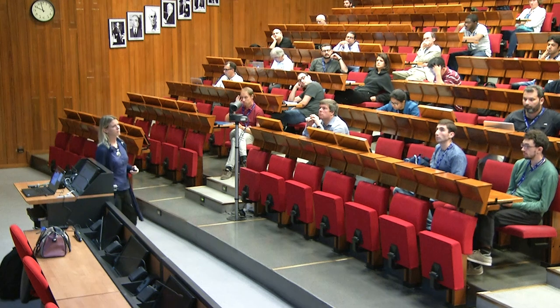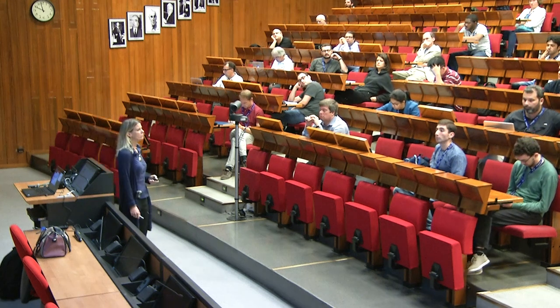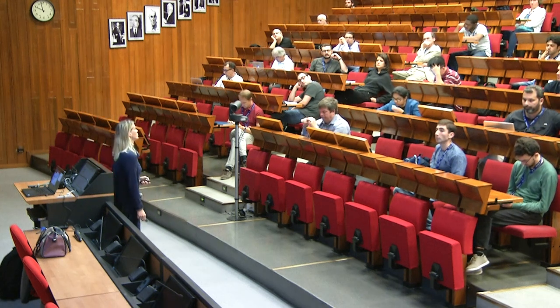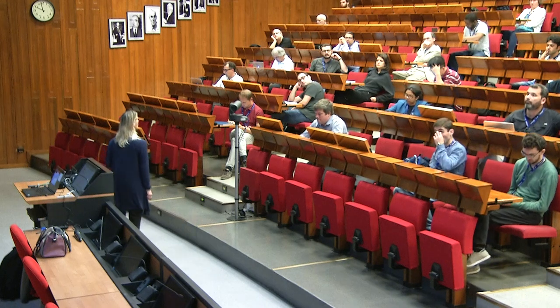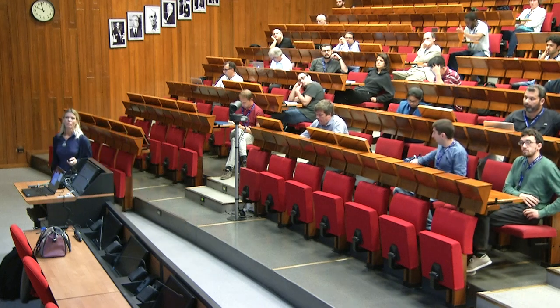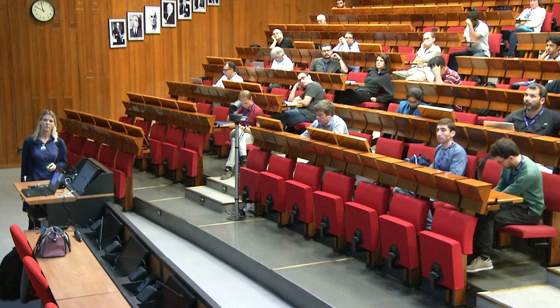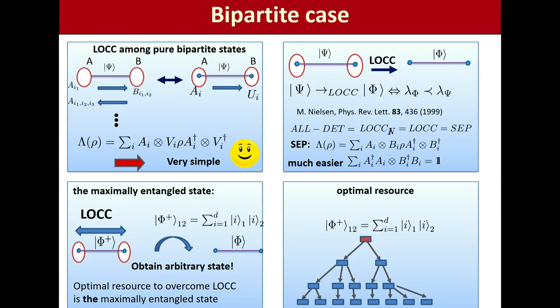Because the maximally entangled state is the optimal resource. It is the state with which I can do everything that I want to do. In the bipartite case, the phi plus state, this maximally entangled state, can be transformed with LOCC into any other state phi. So pictorially, you can go from the phi plus state to any other state in your Hilbert space, okay?